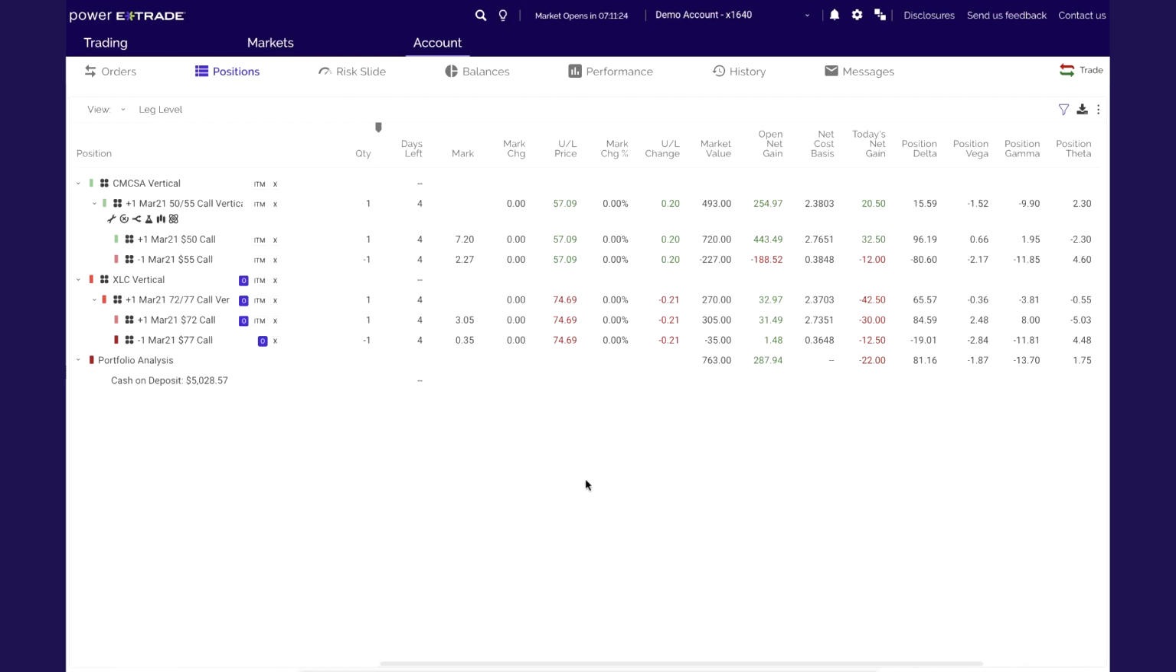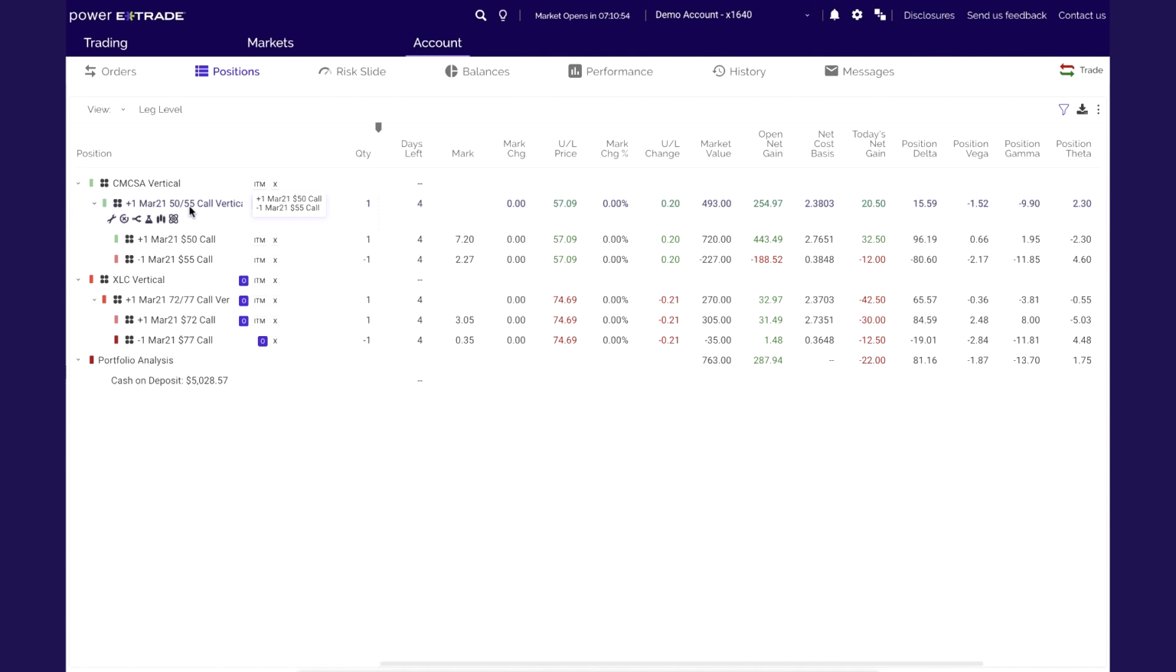For the third tip, I'd like to talk about some order automation. In the account, I've got this Comcast vertical. I have the 50-55 call vertical. It's a bull call spread with 4 days to go with the underlying price at $57.09. At $57.09, since the current price is higher than the short leg, this is almost at maximum profit.